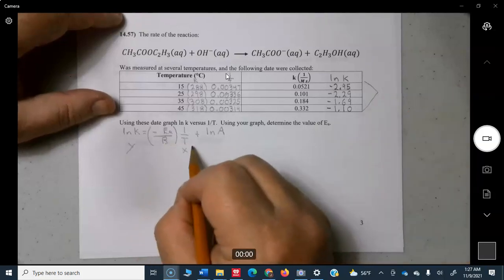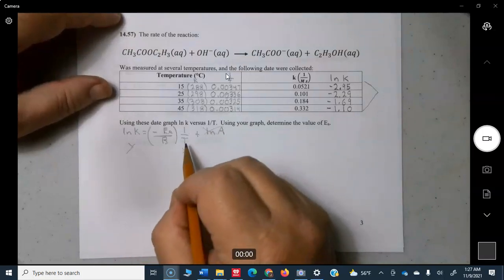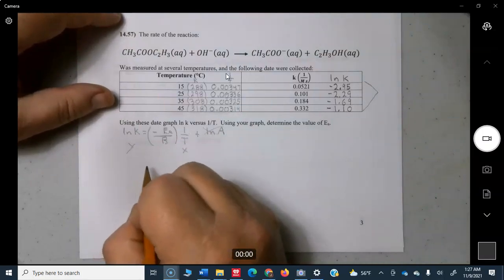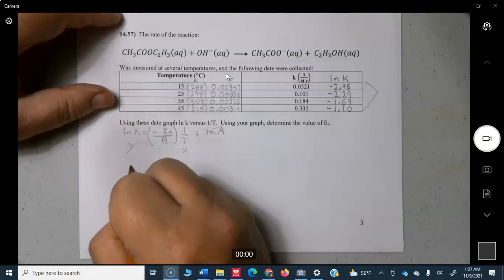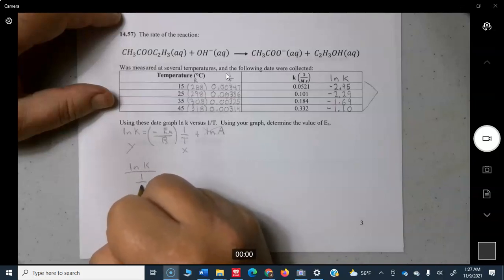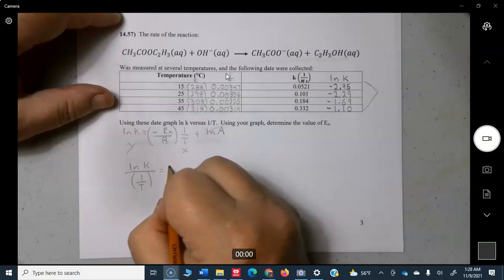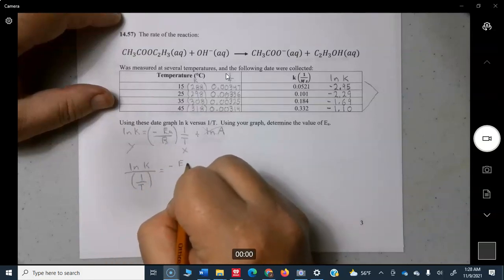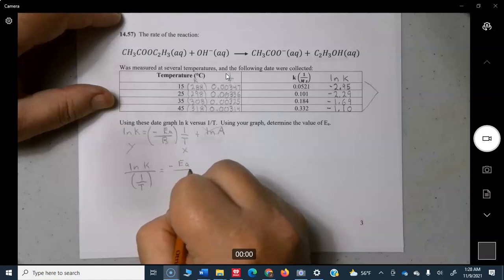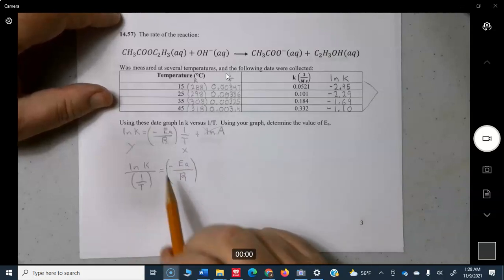So what we're trying to do, let's just go ahead and solve this. We're going to forget about ln right now. We don't care about that. So to get the slope, it's ln k over 1 over t, and that's going to equal this. And that will be the slope of the line.